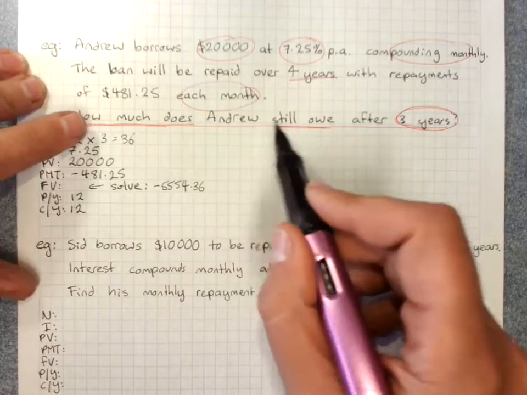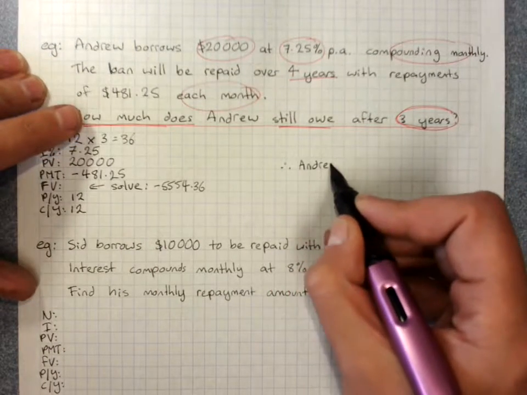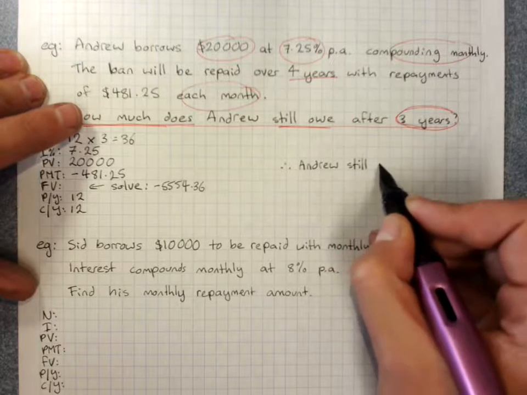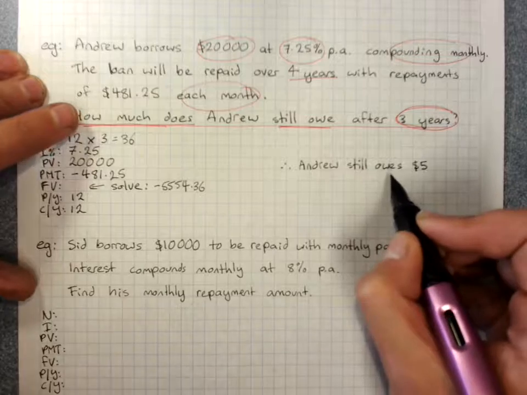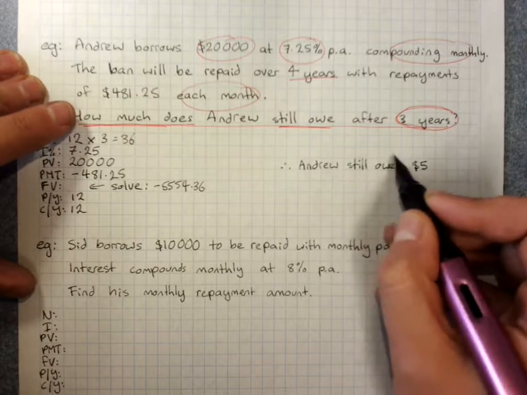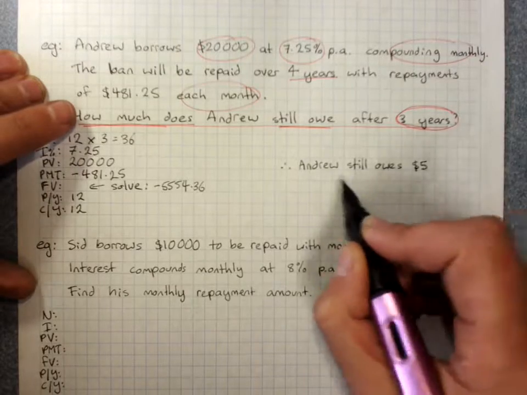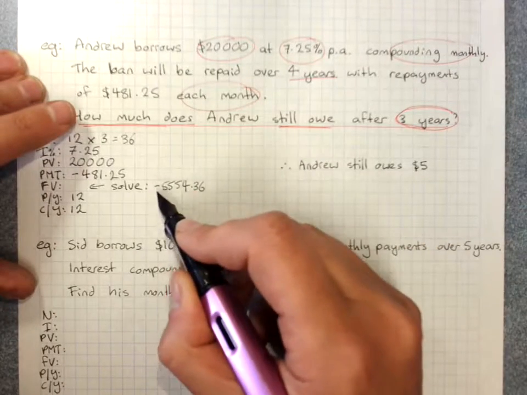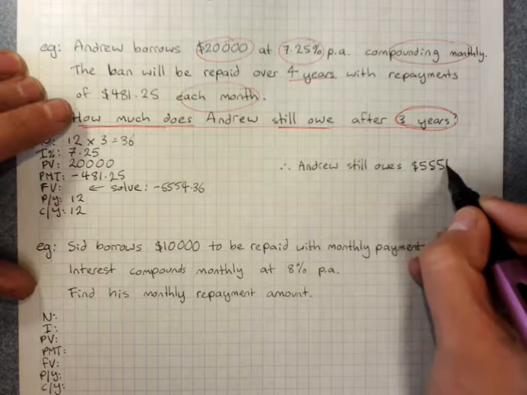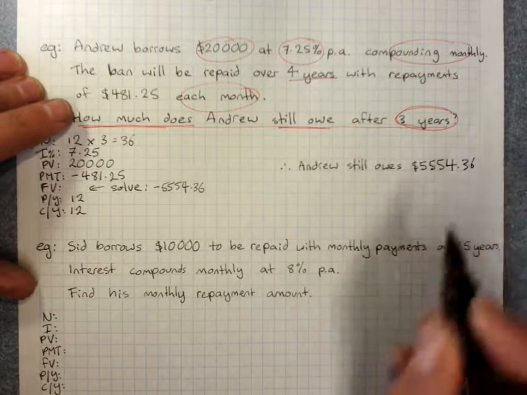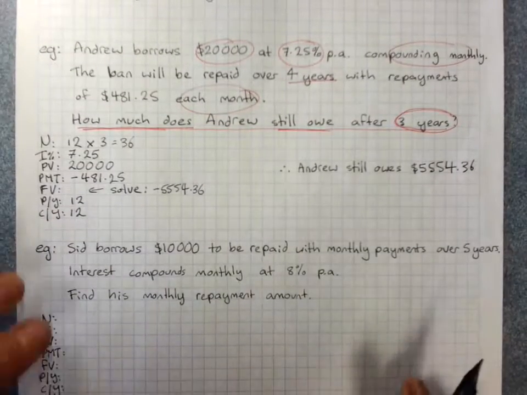How much does Andrew still owe? Andrew still owes, and we're saying he owes, so that effectively is negative. So we don't write he owes negative 5554.36. This comes out as negative, but that means owing. So he owes like that. I wonder if I can focus this better. It's a bit blurry, sorry.